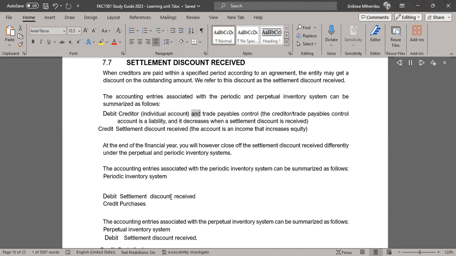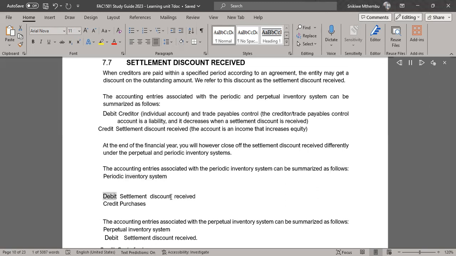Debit creditor, individual account, and trade payables control. The creditor/trade payables control account is a liability, and it decreases when a settlement discount is received. Credit settlement discount received. The account is an income that increases equity. At the end of the financial year, you will however close off the settlement discount received differently under the perpetual and periodic inventory systems. The accounting entries associated with the periodic inventory system can be summarized as follows.